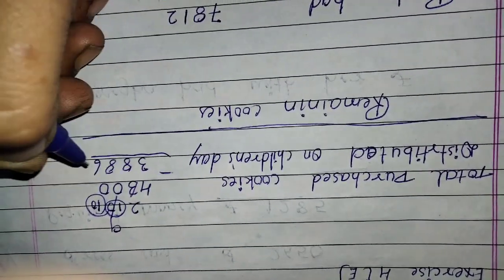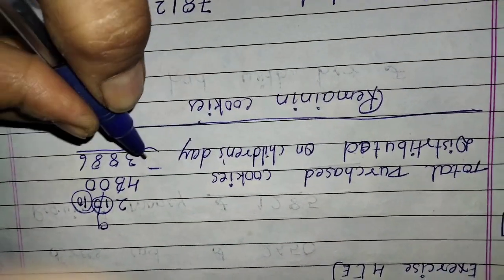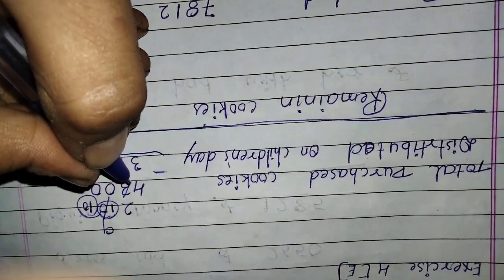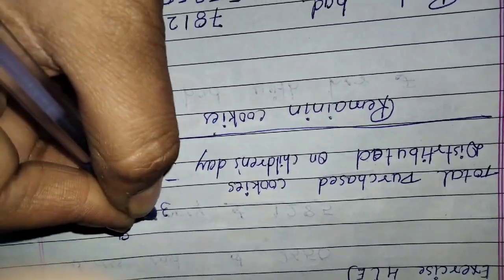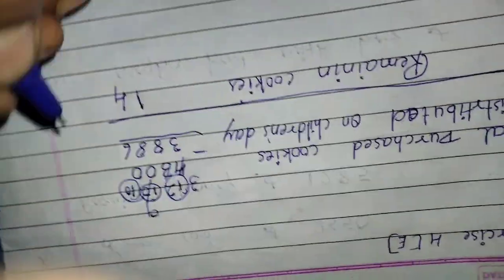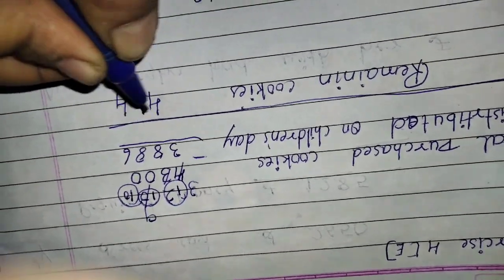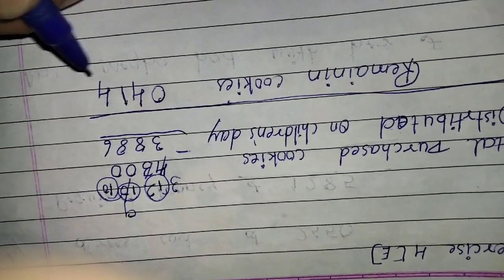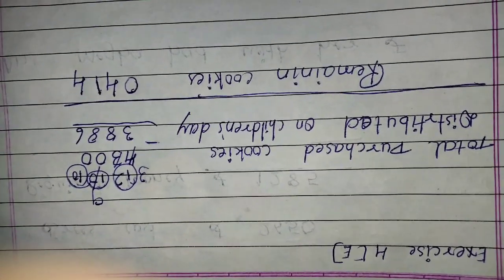Now 10 minus 6, here 4 will be there. 9 minus 8, 1. 2 minus 8, then you can't do, that's why here 3 and here 12. 12 minus 8, here 4 will be there. And 3 minus 3, 0. Now the remaining cookies are 414. I hope you understood this subtraction. Now we'll go for the second sum.